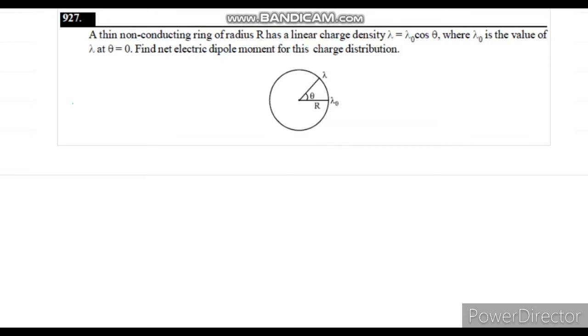So the interpretation of this question is pretty straightforward. The ring of radius r shown in the figure is provided with a variable charge density, and the charge density given in the problem is lambda equals lambda naught cos theta. So we can conclude that with change in the value of theta, its linear charge density will also change. And for such a variable charge distribution, we have to find the net electric dipole moment.